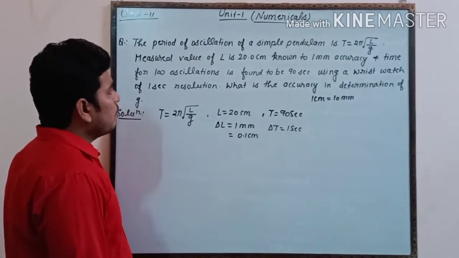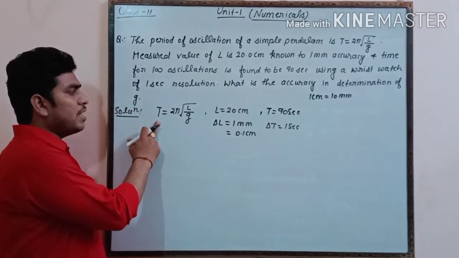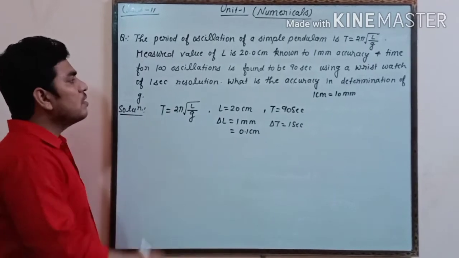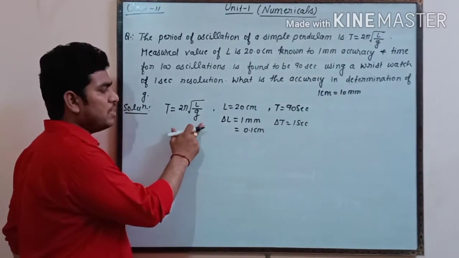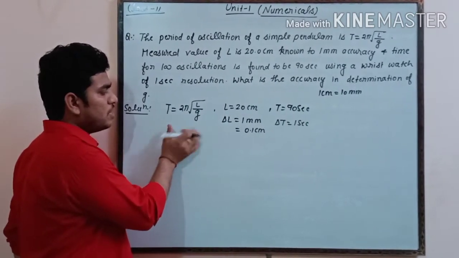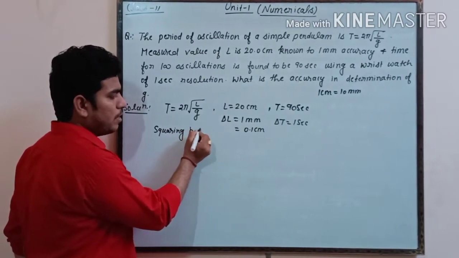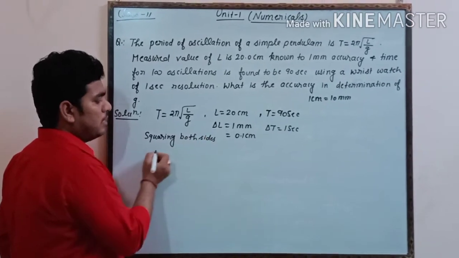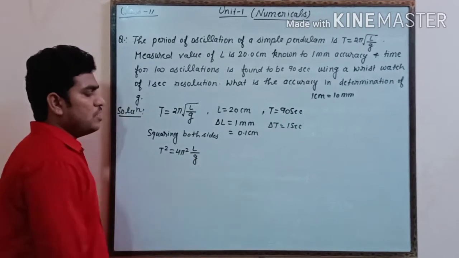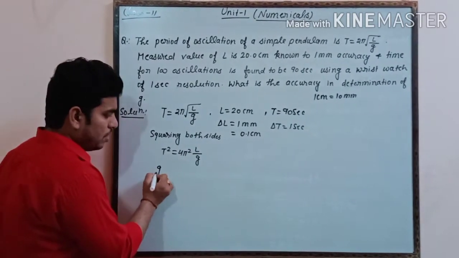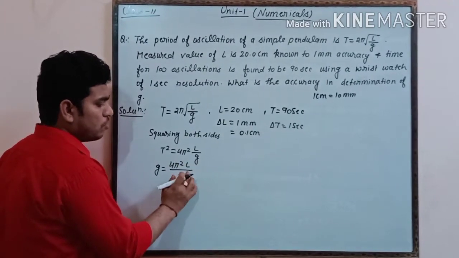So we have to find the accuracy in determination of g, but this formula will find accuracy in determination of T. So first we have to find the value of g from this formula. So for this, let's square both sides. It will become T square is equal to 4 pi square L upon g. Now the value of g will be 4 pi square L upon T square.